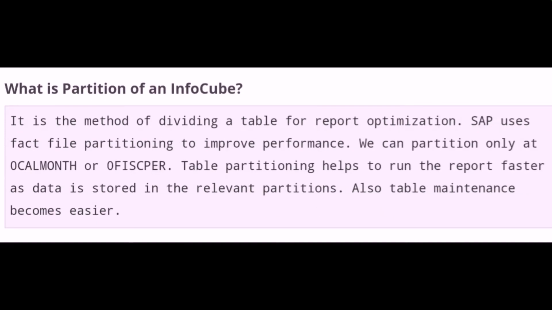What is partitioning of an InfoCube? It is the method of dividing a table for report optimization. SAP uses fact table partitioning to improve performance. We can partition only at 0CALMONTH or 0FISCPER. Table partitioning helps to run the report faster as data is stored in the relevant partitions, and table maintenance becomes easier.